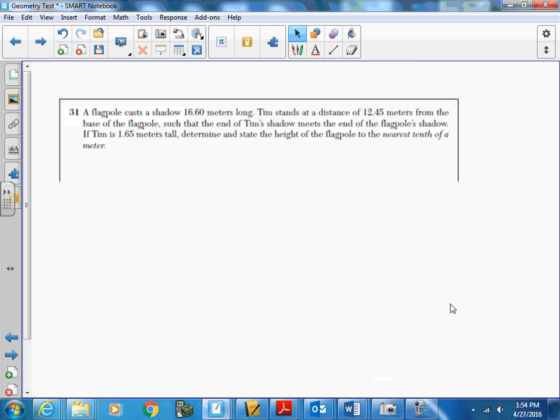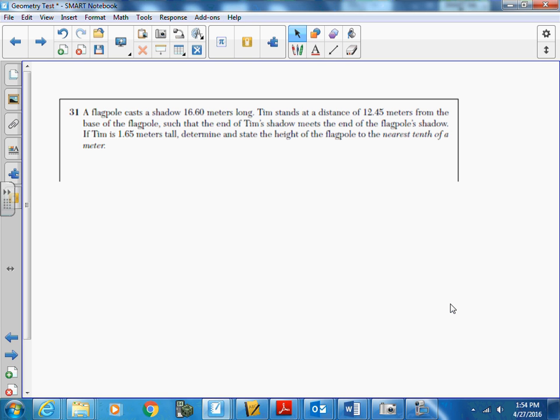Okay, looking at number 31, it could be kind of tricky. We have to really look at what it says and figure out how to draw a picture that represents what it says. All right, so let's read it together here.